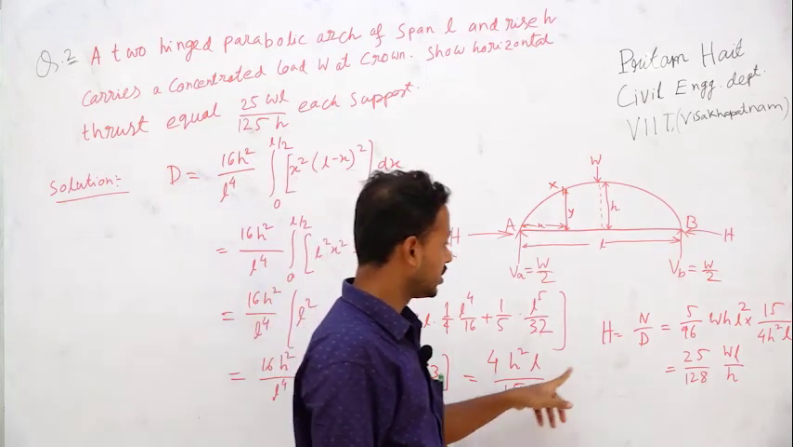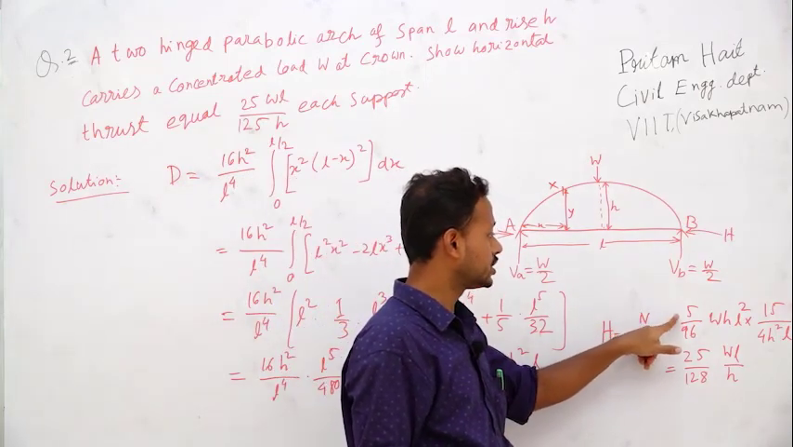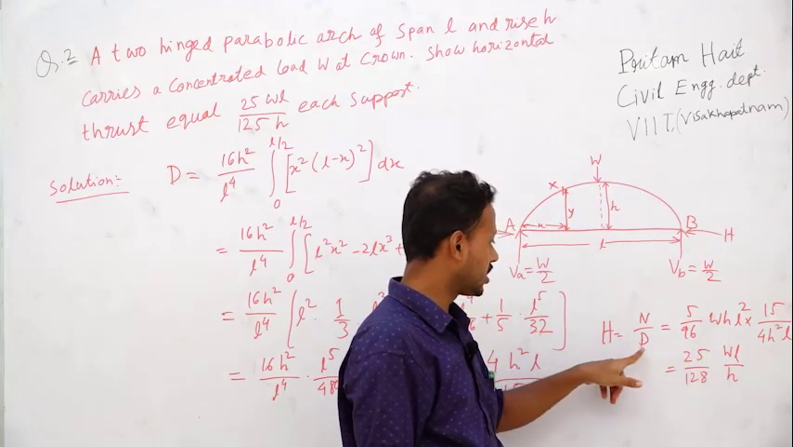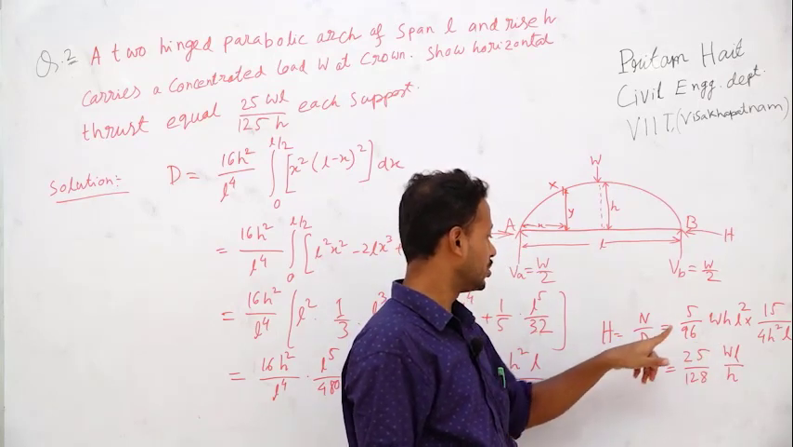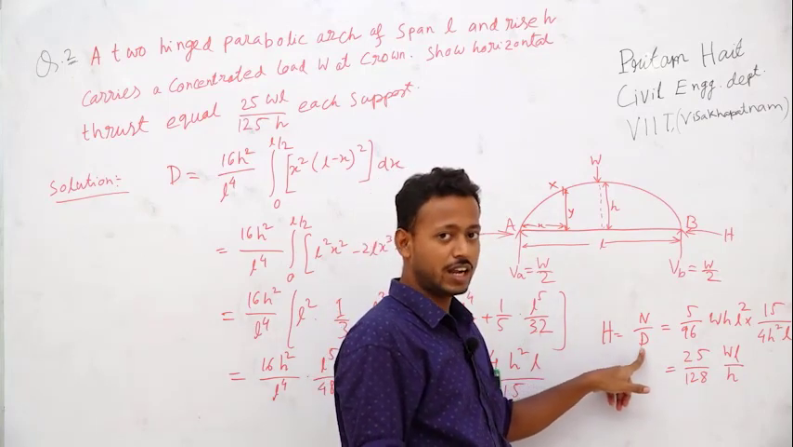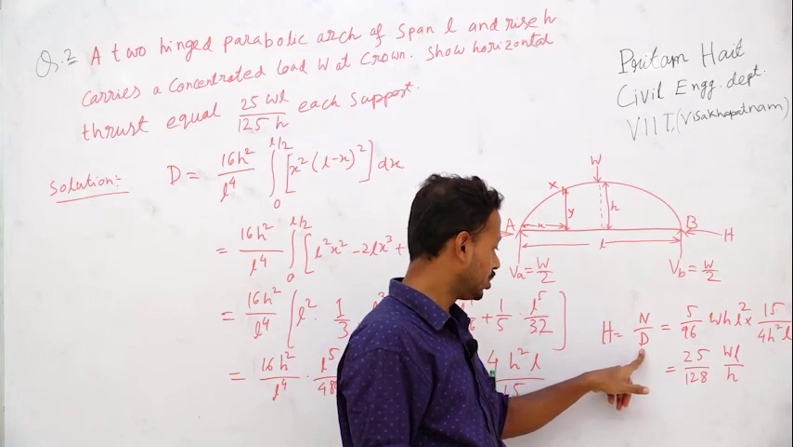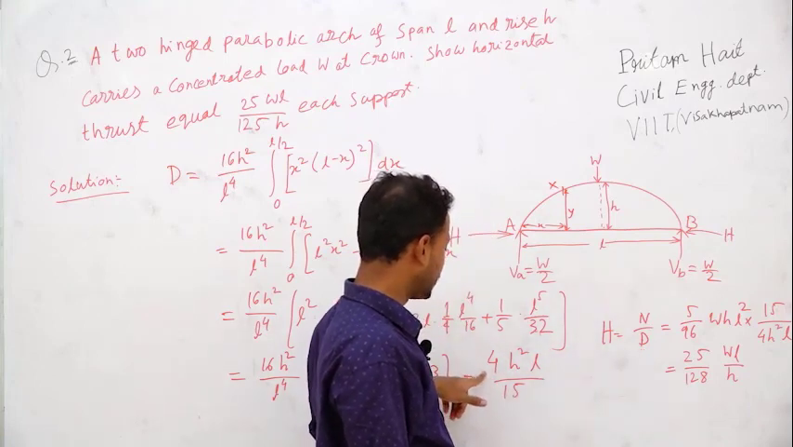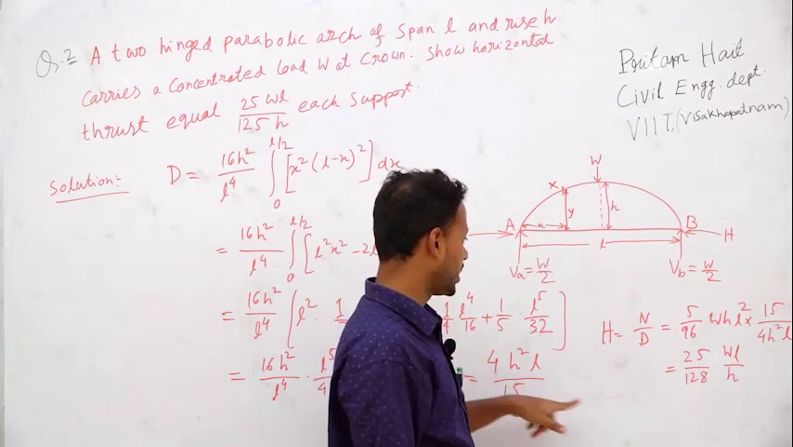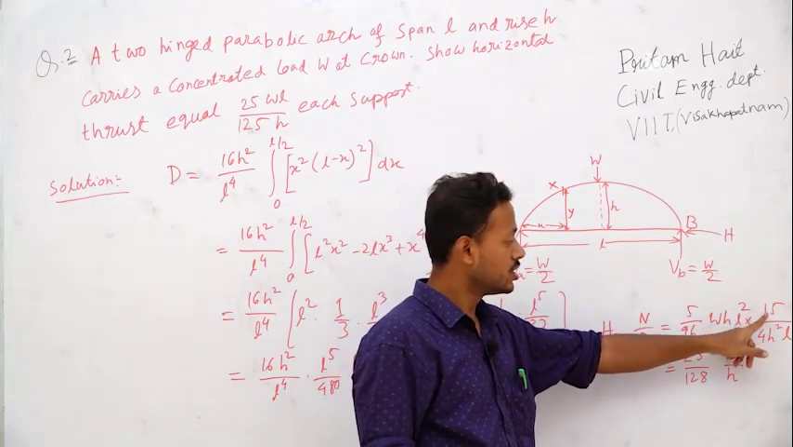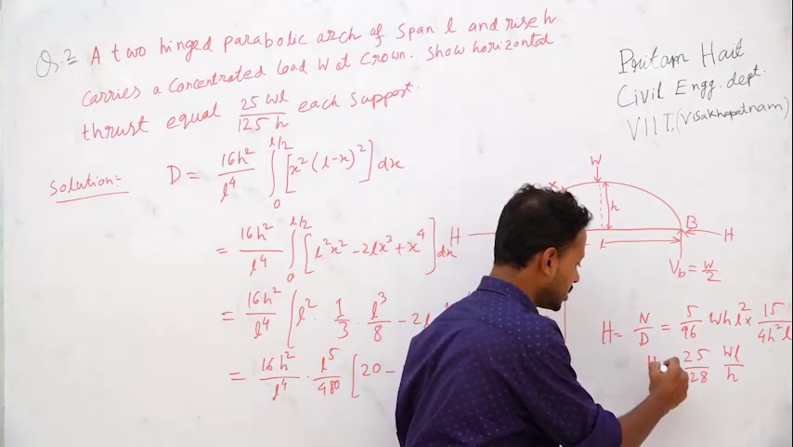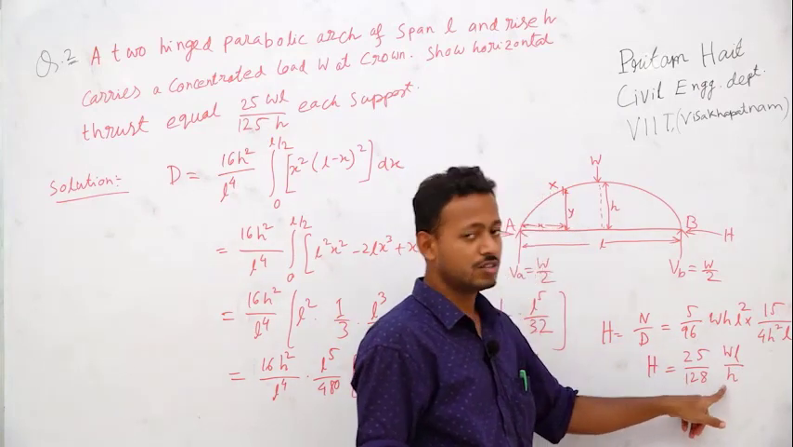Previously we got the numerator value as 5 by 96 WH L square, and here we got the denominator value 4h square L by 15. As the denominator is at the bottom, we just reciprocate it and put 15 by 4h square L. So I wrote it here, 15 by 4h square L, and we get the horizontal thrust 25 by 128 WL by H.